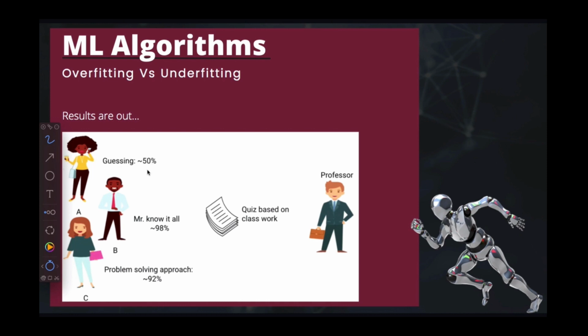During the exam, approximately 50%, doing some kind of gymnastics and skeptics over there, guessing work and stuff like that, she's still able to score like 50%. Okay, she wants her pass marks. She got it. And then Mr. Know It All is here.